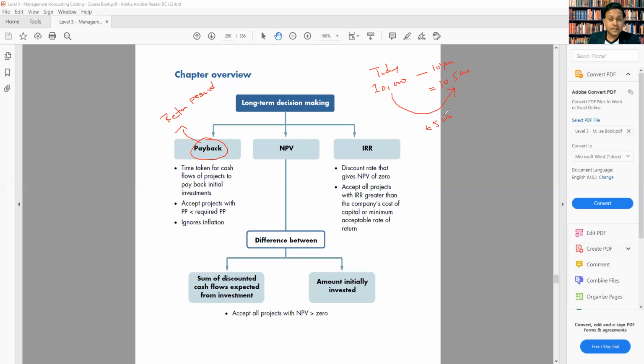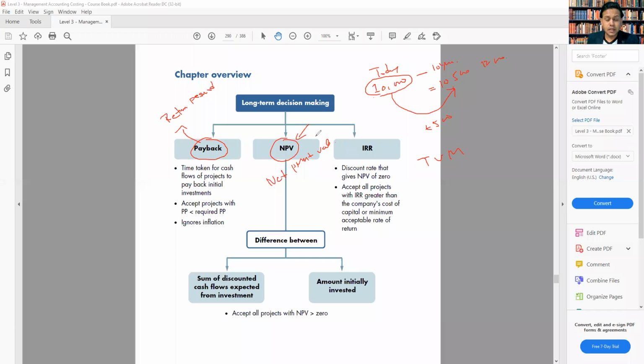It looks like you're getting 500 extra, but actually it is not. In 10 years' time, the value of the 10,000 will go down. Maybe whatever you can buy today by spending £10,000, after 10 years you have to spend 12,000 to buy the same thing, because the value of the money will be reduced. When you consider that, this is called time value of money. And the way we calculate that is called NPV, net present value.